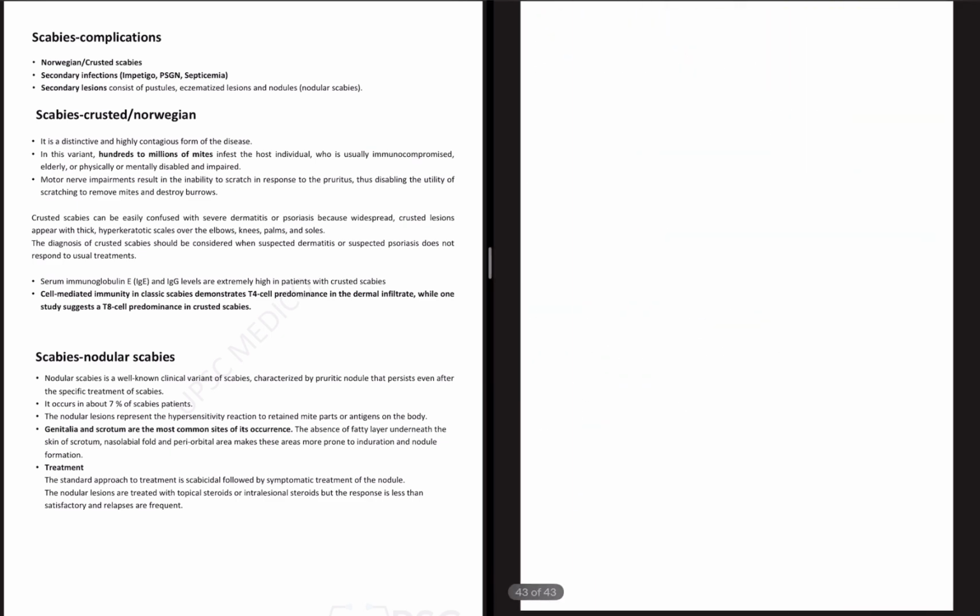Apart from crusted and Norwegian scabies as a complication, there is also a condition known as nodular scabies. This is not about immunocompromised status, physical or mental impairment, or motor nerve damage.